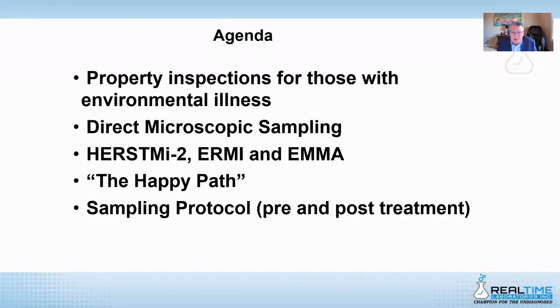We'll talk primarily about the two main types of sampling or laboratory analysis, which is direct microscopic exam. And we'll talk about some PCR sampling, including the Hertz-Me2. We'll talk about the ERMI test and the EMA test. And then we'll talk about the happy path when everything kind of lines up and we get the results that we hope to see from the clinical and environmental side. And then we'll talk also about sampling protocols on how to offer pre and post treatment.